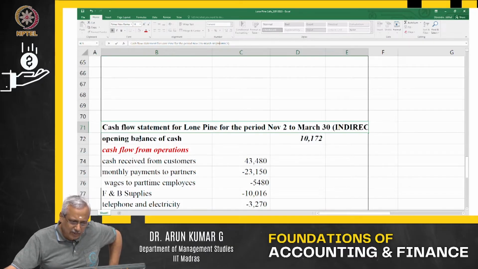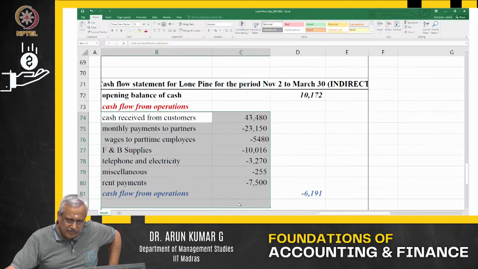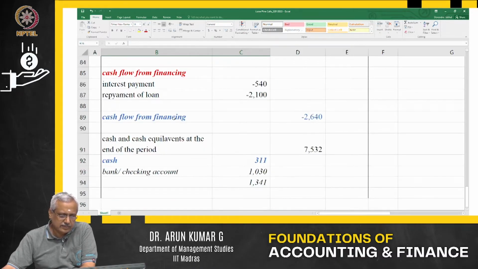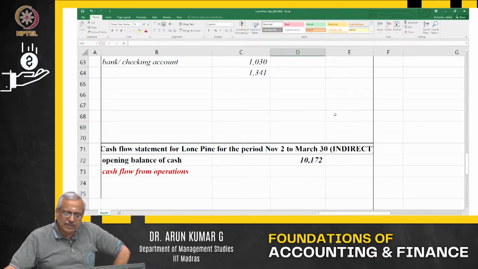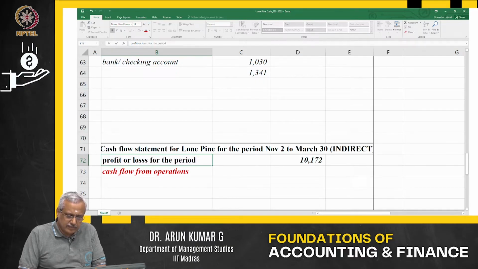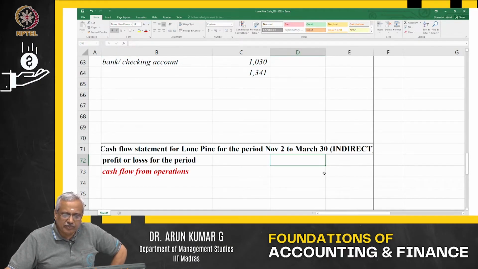Now let me take out all these things. I am just going to get my balance sheet ready out here. Right. Let us do the indirect method in this case. In the indirect method, what do we start with? We don't even start with this, we start with the profit or loss for the period. What is the profit or loss for the period?